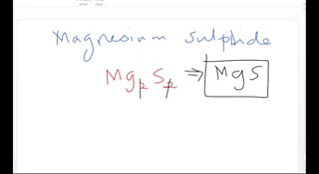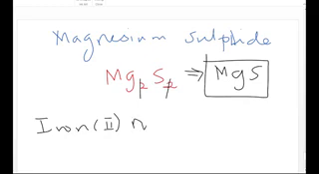Now, what would be the chemical formula for iron 2 nitride? Iron 2 nitride.